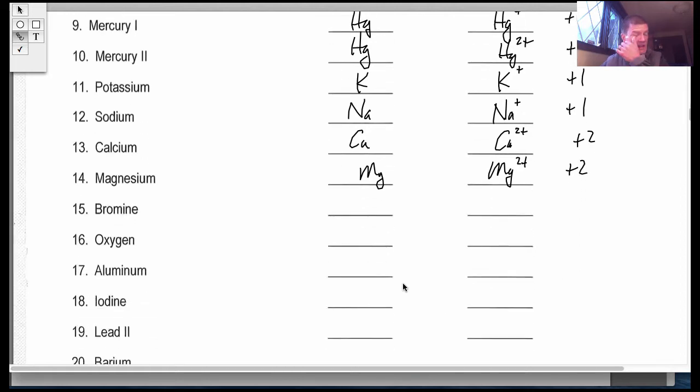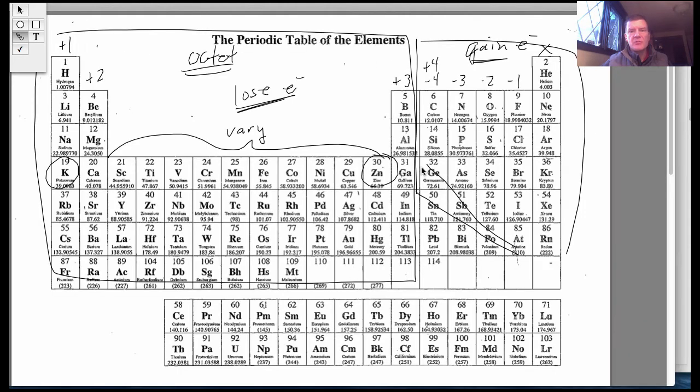Bromine is in halogen, so bromine likes to pick up 1 extra to fill that octet, to fill the outer electron shell, because it has 7, so it wants to pick up 1 more, -1. Oxygen would like to pick up 2 more. Oops, sorry, this would be a -1. Sorry, -2. Okay. Aluminum, let's see where aluminum is. Just check your periodic table. It's right here in group 13. So it has 3 valence electrons that it would like to get rid of.